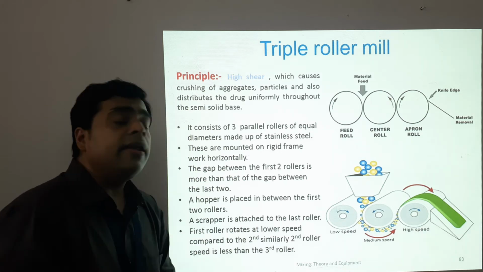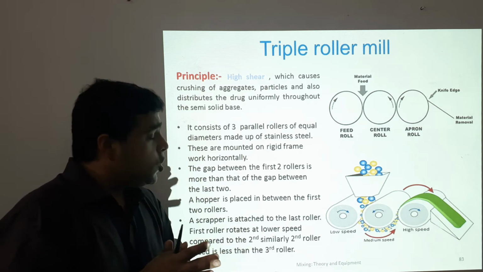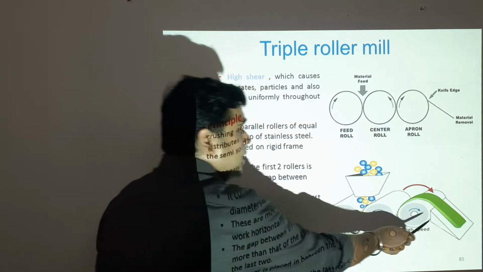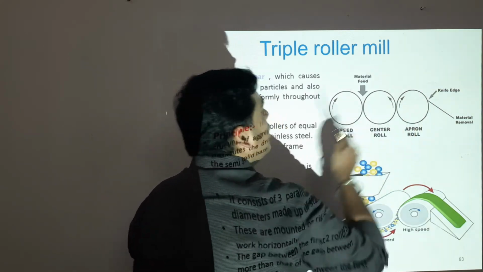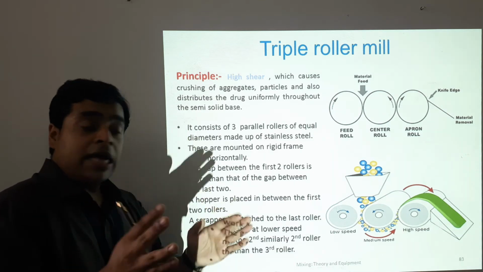A scraper knife or a scraper blade, which is blunt in nature, not quite sharp. A scraper is attached to the last roller. Yes, this is the scraper. This is the knife edge for the removal of the material. A scraper is attached to the last roller.